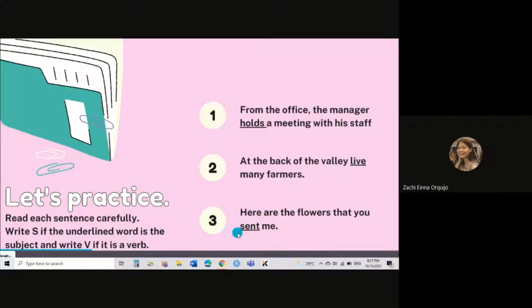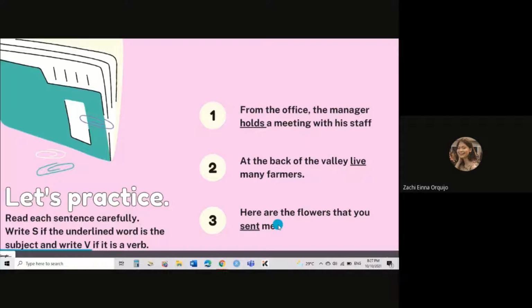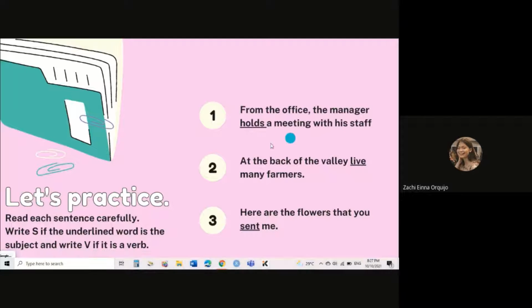And then the third sentence is, here are the flowers that you sent me. So what is the word sent? Is it a subject or a verb? So I'm giving you 15 seconds, 5 seconds per each sentence to identify whether the underlined word is a subject or verb. So again, kapag subject, write S in your notebook, or if it is a verb, write V. So time starts now.